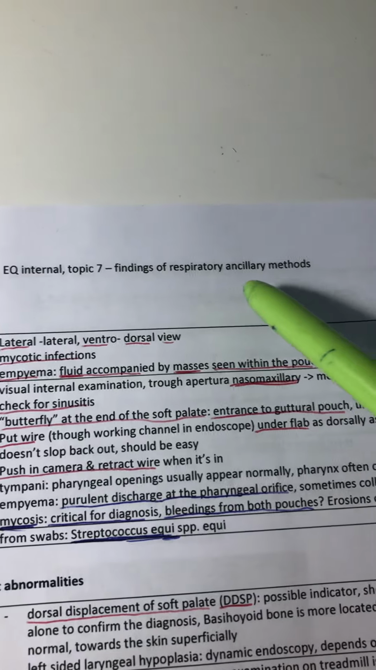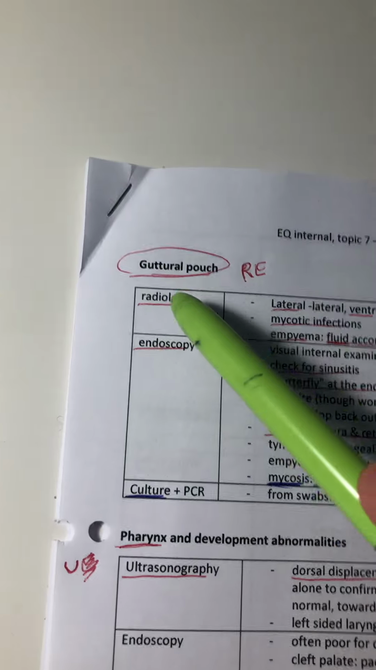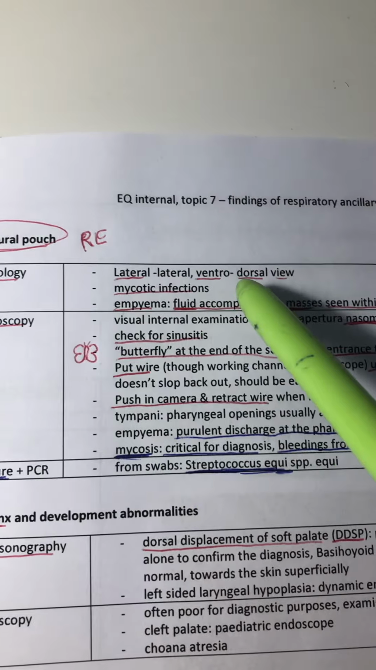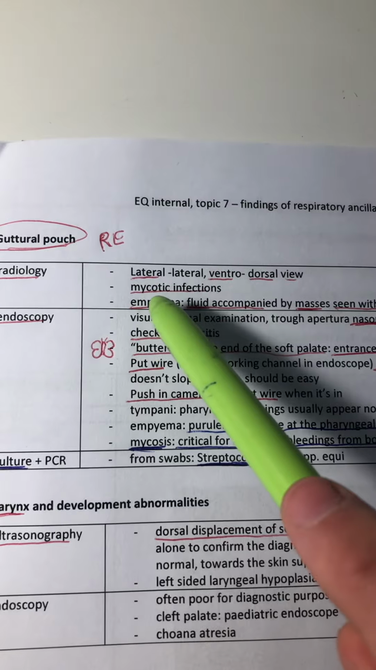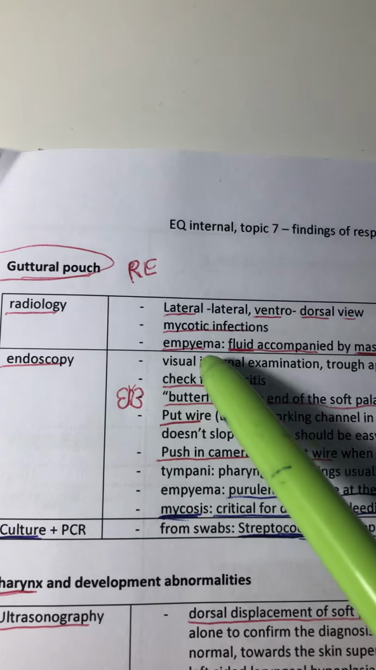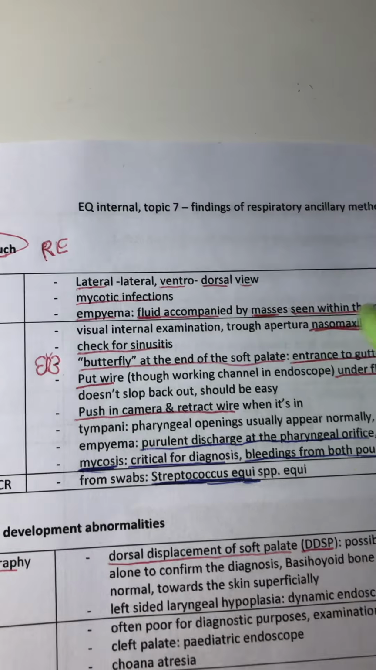The findings of the respiratory ancillary methods. So the guttural pouch. You can use radiology for lateral and ventrodorsal views. You can see mycotic infections and empyema, fluid accompanied by masses seen within the pouch.